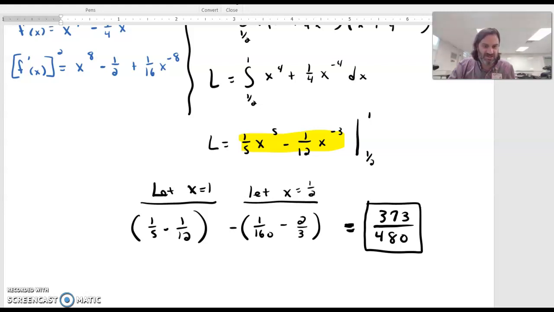A little bit less than 1. Pretty short length, but we're only going from 1/2 to 1, so it has to be at least 1/2, but it doesn't have to be much more.